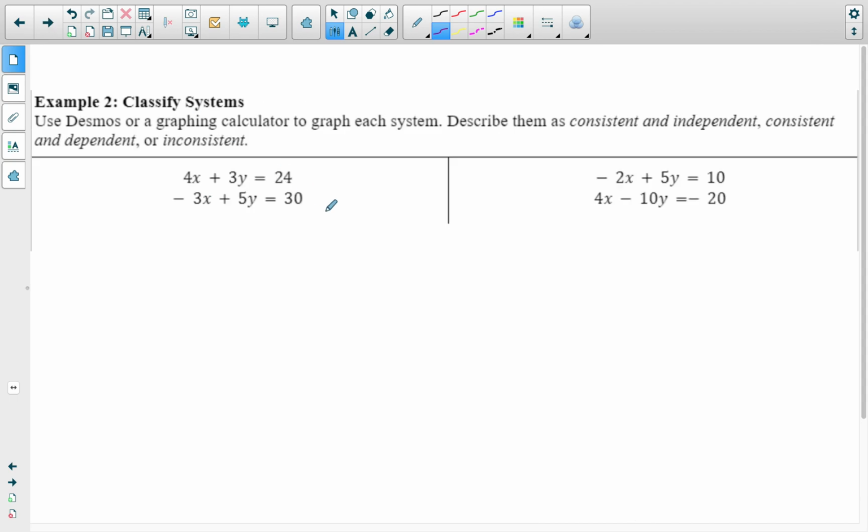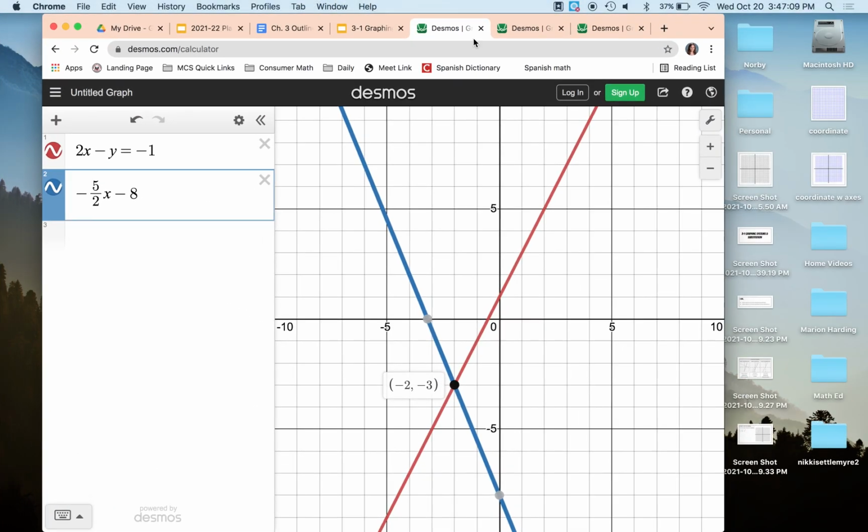Example 2 asks you to use Desmos or a graphing calculator to graph each system. If you have a TI-84, I will link a separate video that can show you how to use that to find intersections. Then we're going to describe these systems as consistent and independent, consistent and dependent, or inconsistent. So let's take a look at this first system.